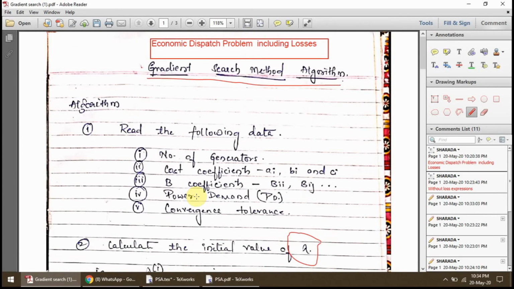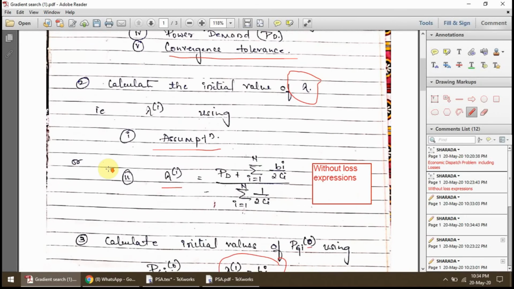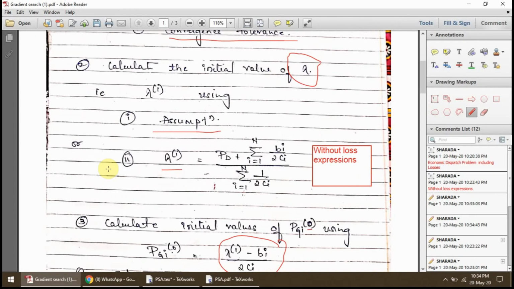So starting with the steps, first one, we need to read the following data: number of generators, cost coefficients, which are obtained from the incremental fuel cost expression. Next, B coefficients, which we can retrieve from the power loss expression, power demand, and convergence tolerance. The convergence tolerance actually decides the number of iterations. Next two steps are based on initializing.